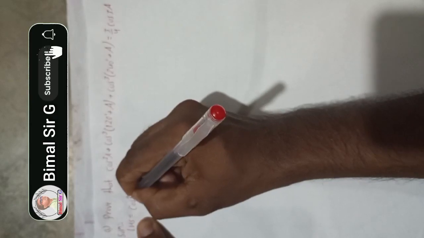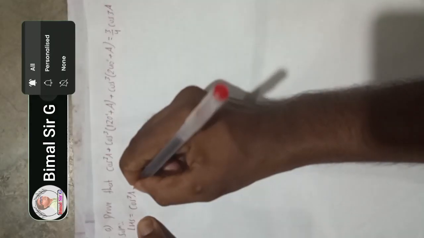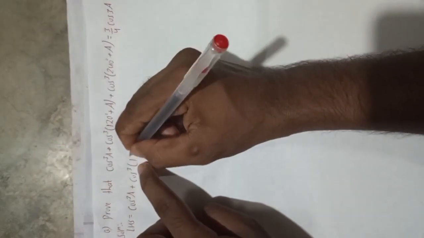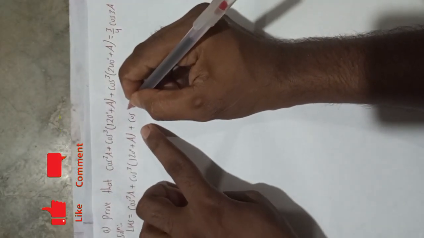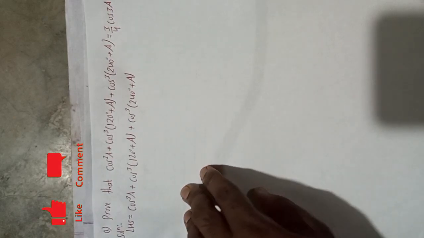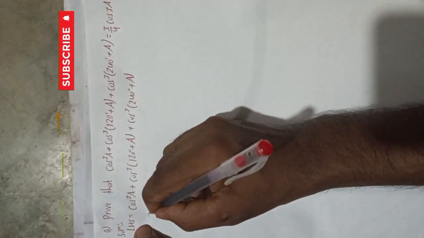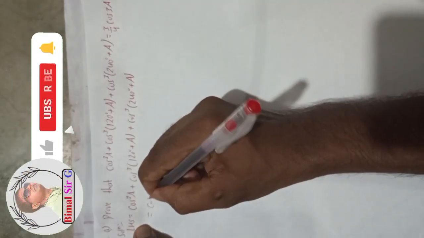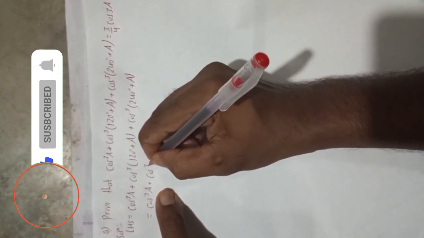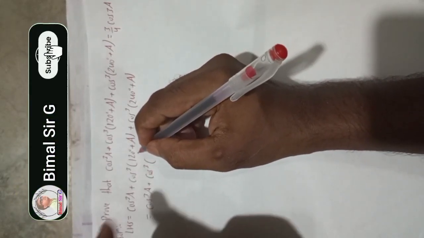LHS is equal to, this is our LHS, take this cos cube a plus cos cube of (120 degree plus a) plus cos cube of (240 degree plus a). This is our LHS. Now it is equal to cos cube a plus cos cube. So this is 120 degree.